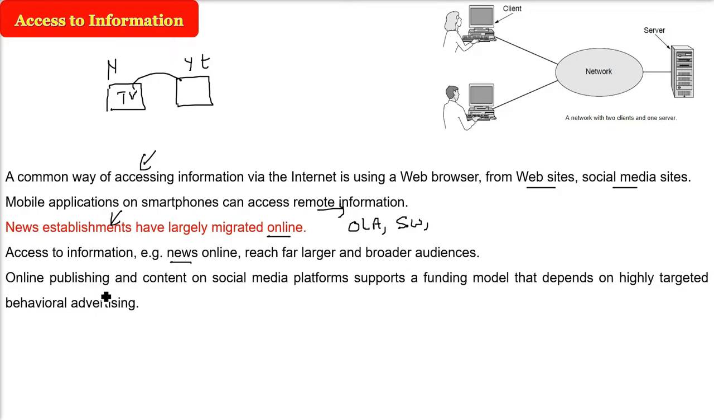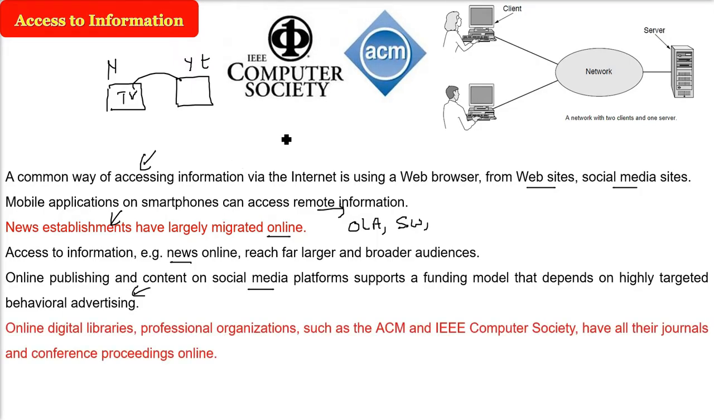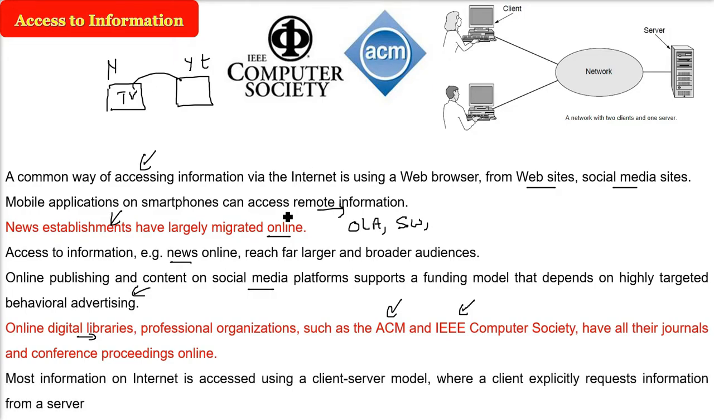The channels have now migrated to YouTube because this is an online platform. Even online publishing and social media platforms like e-commerce websites are doing the work because they are giving you notifications based on your behavior. If you go to e-commerce and type something, content will come again on your browser or somewhere. Like the online digital libraries, like the ACM and the IEEE Computer Society, they are putting their journals and conference proceedings online. So you are able to know what is happening, every one of us.